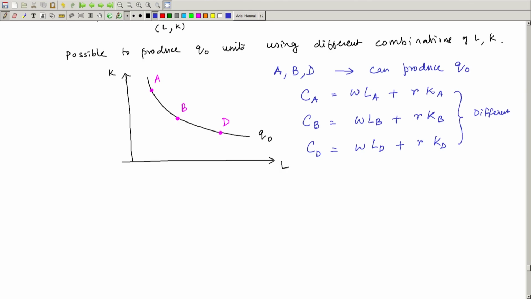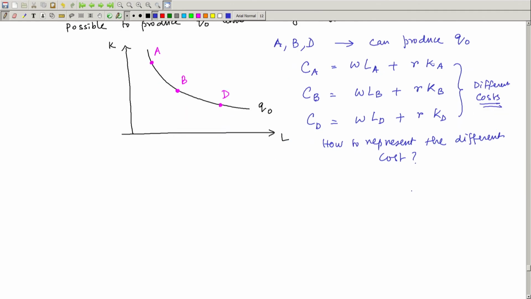In fact, there are infinitely many other combinations of labor and capital which are on this isoquant, and each of them is going to cost me a different amount of rupees. Right. So which bundle among all these combinations is going to cost me the lowest amount of rupees? So because they have different costs, how do we represent them? How to represent the different costs? So that's a question that arises.